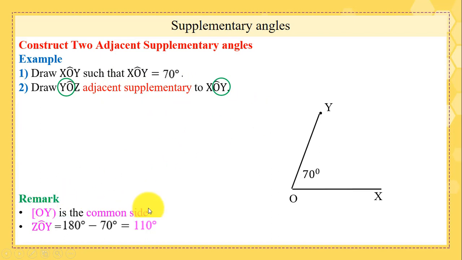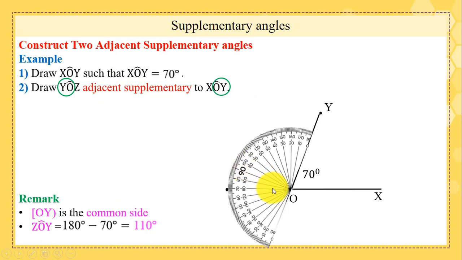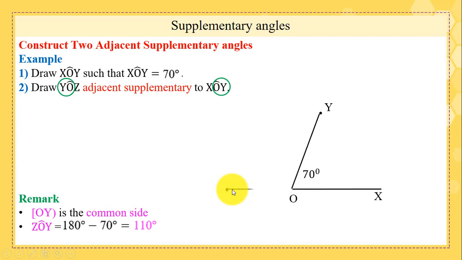Because OY is the common side, the protractor will lay on OY. Of course, we have to start from 0 and mark on 110 degrees and join Z to O. Here we get a new angle ZOY, which is adjacent to YOX, and they are supplementary angles.